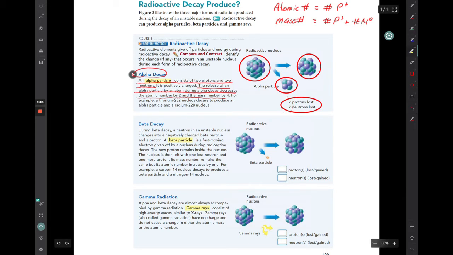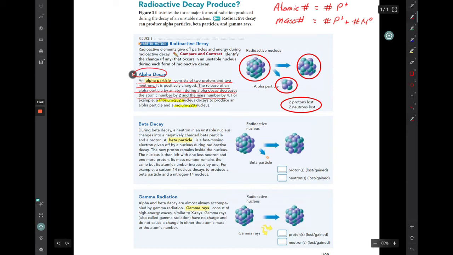So then what happens is, if this was thorium-232 to start with, it goes down by 2 protons, it becomes a new element, radium-228. So this is one type of decay, called alpha decay. It gives off an alpha particle. That alpha particle is made up of 2 protons and 2 neutrons. So when it gives that away, the atomic number goes down by 2. The mass number goes down by 4.